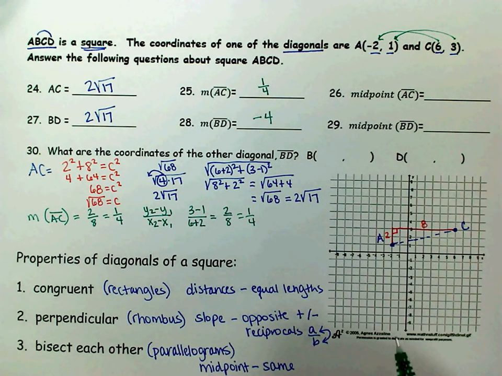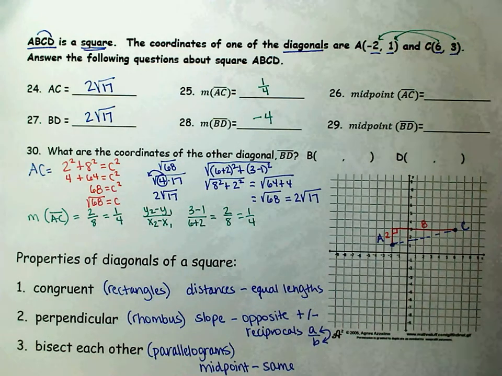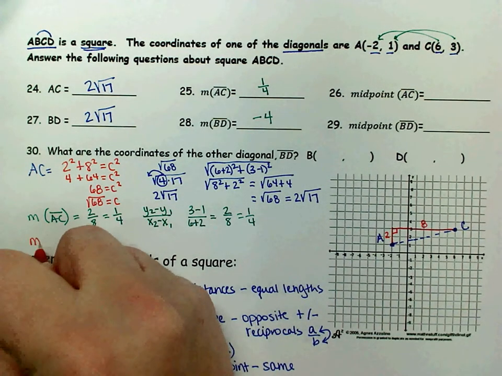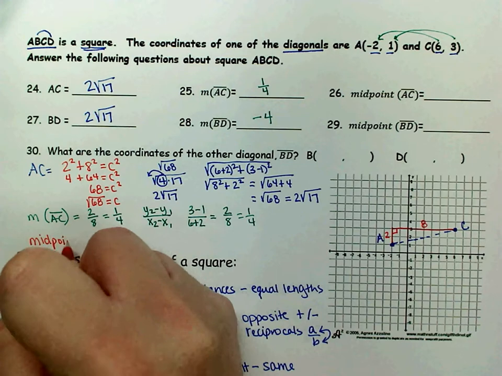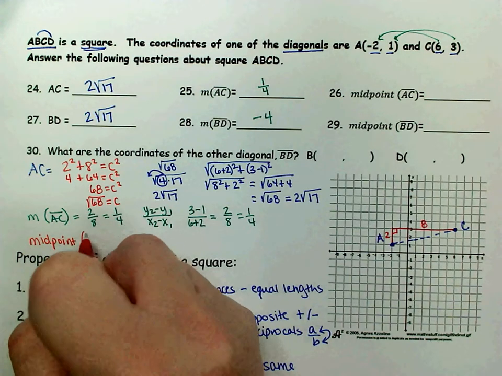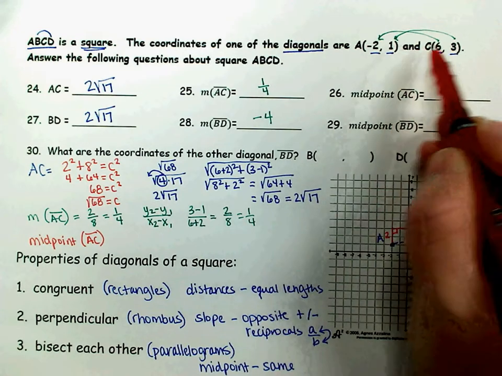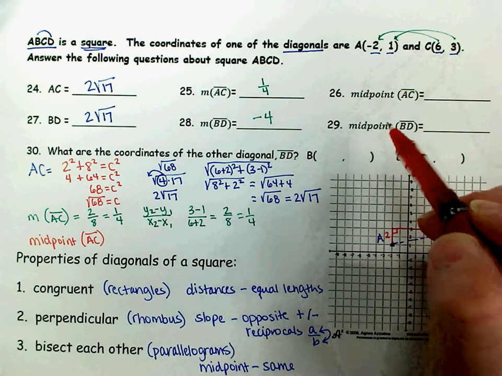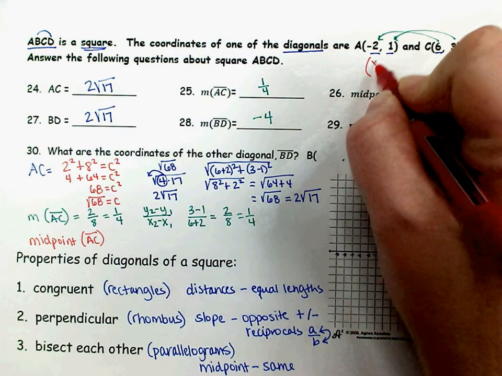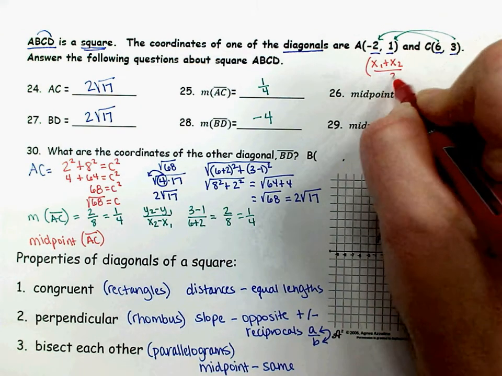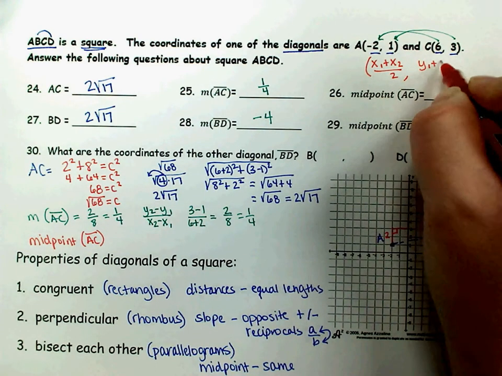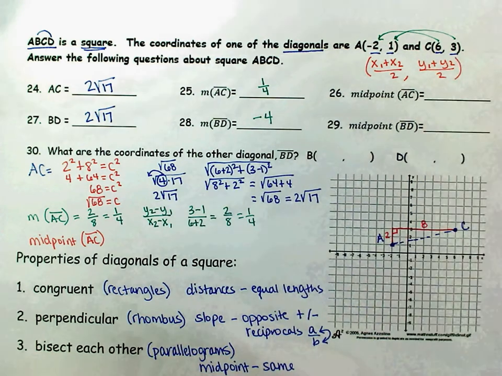And then finally, we're asked to find the midpoint of segment AC. To find the midpoint, you're just finding the point in the middle, and that means you're going to find the x in the middle of these x's and the y in the middle of these y's. And to do so, you just average your x's, that means add them together and divide by 2, and average your y's, which means add them together and divide by 2.